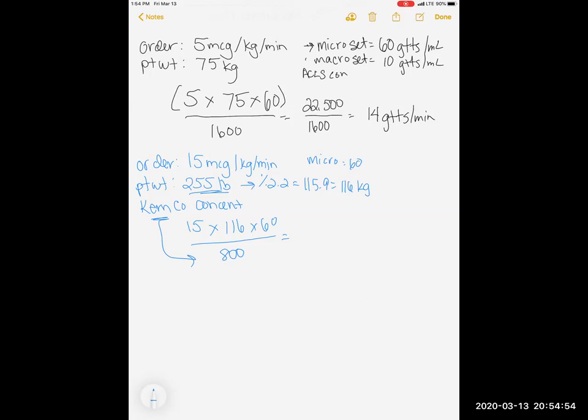We multiply all of our numbers together on the top part, so that's 104,400, and we divide that by 800. That equals 130.5 drops per minute. If you go 130, that's fine. If you go 131, that's fine also.